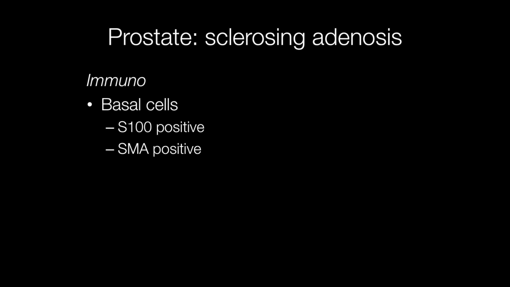Immuno is very useful for confirming the diagnosis, and that is because the basal cells show positive staining with S100. They also show positive staining with SMA, but normal prostate basal cells don't stain positively with S100.